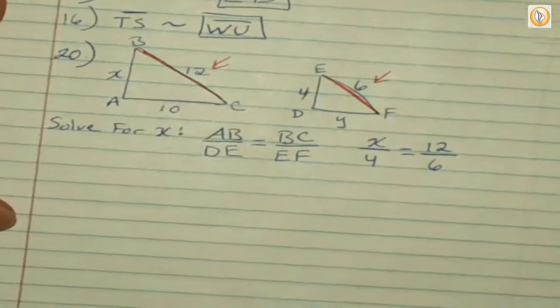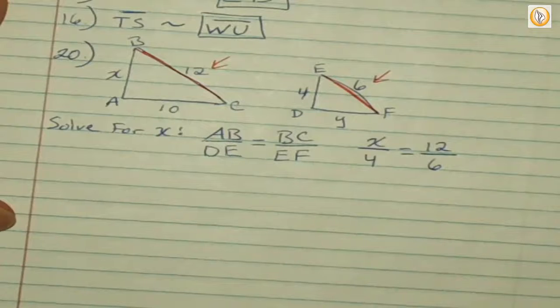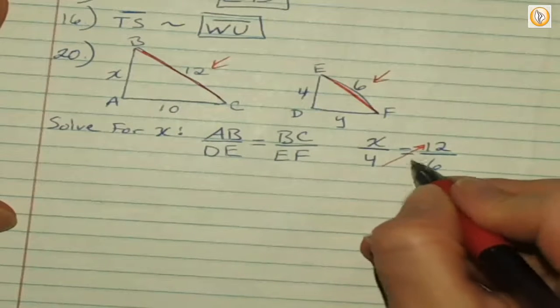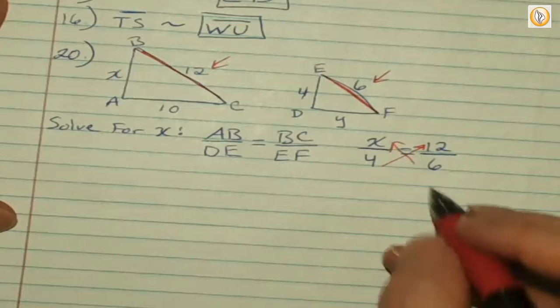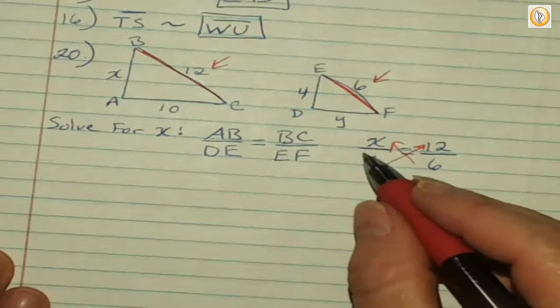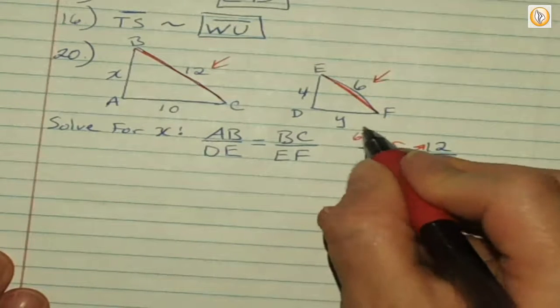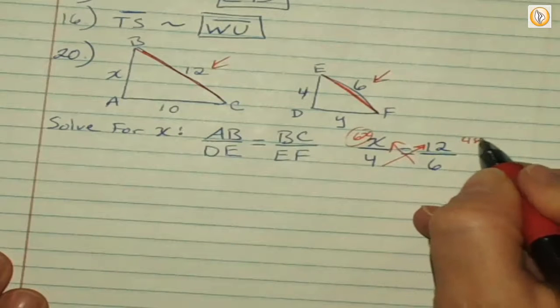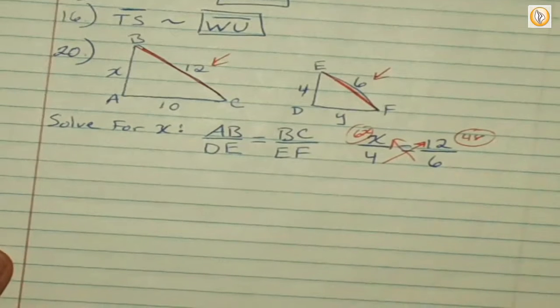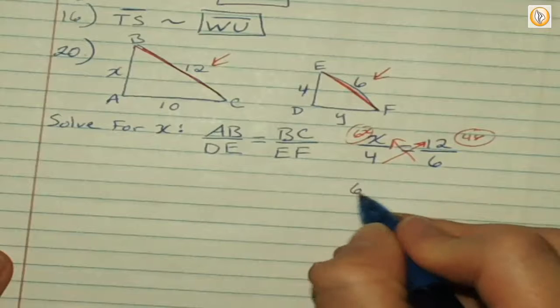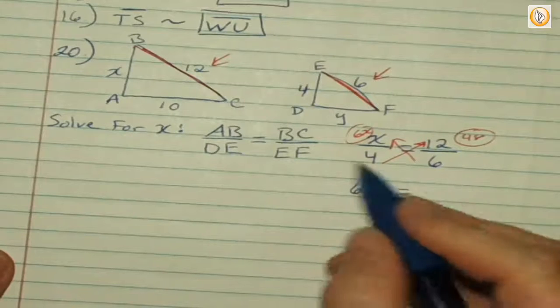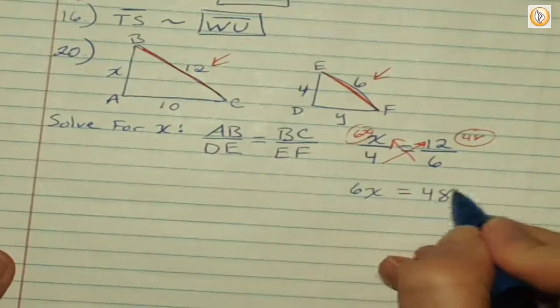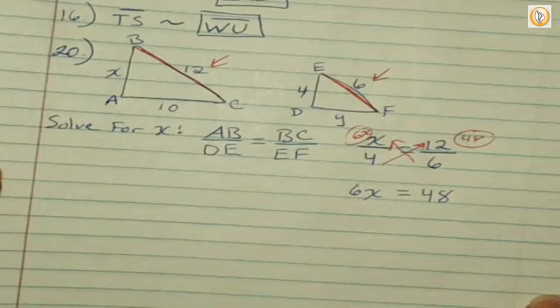Now what do we do, Michaela? You're going to cross multiply. Very good. So 6 times x is 6x. And 4 times 12 is 48. So then we write 6x on that side. You can't switch sides, equals 48. Cecilia, what do I do now?